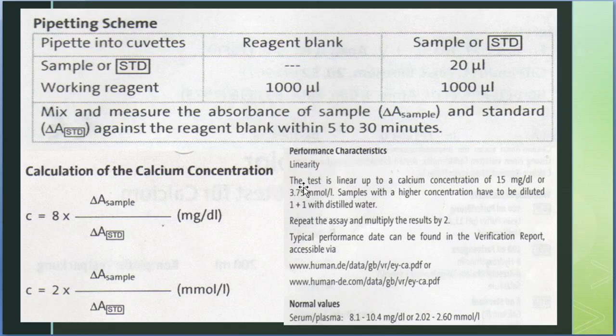So, yung sample, ratio niya is 1:1 ng sample and your distilled water. Then, you repeat the assay and multiply the results by 2. So, yan yung ibig sabihin na linear, the test is only linear up to 15 mg. So, kung anong value niya less than 15, hindi mo siya kailangan i-dilute. Pero, pag sumobra ng 15, kailangan i-dilute ng water, 1:1, 1 sample to 1 distilled water. Then, you repeat the assay and multiply the result by 2.